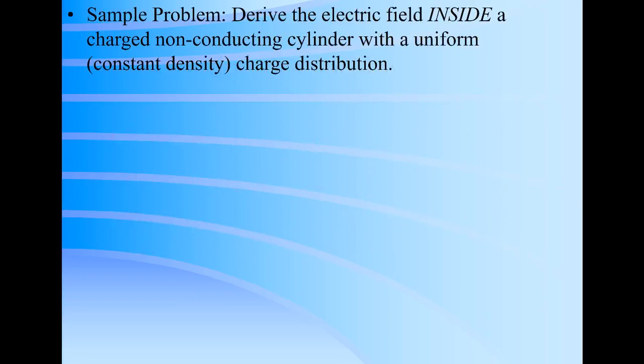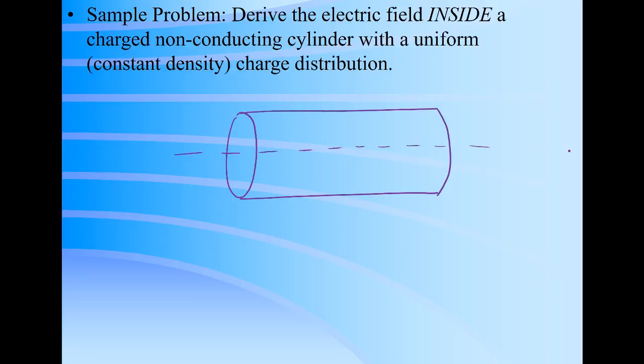Okay, so here's an example. Let's find the electric field inside a charged non-conducting cylinder with a constant density charge distribution. Now we don't know if that's a linear distribution or a volume distribution, but now we're talking about a cylinder that is non-zero in size. It's not a wire, it's an actual cylinder with some sort of a thickness to it. And let's just say that it has a radius of big R.